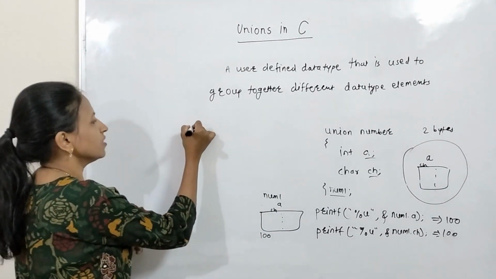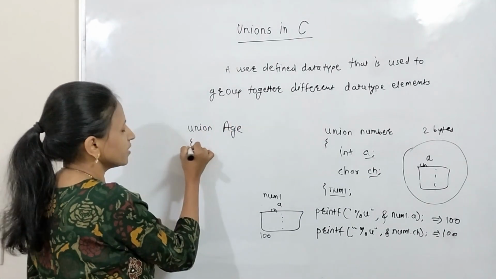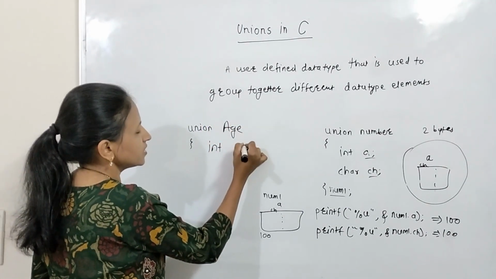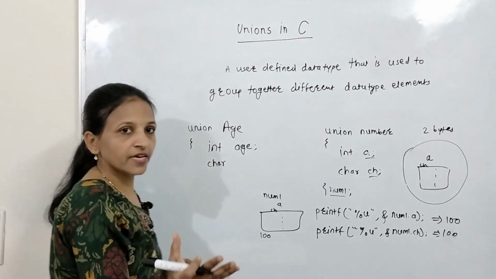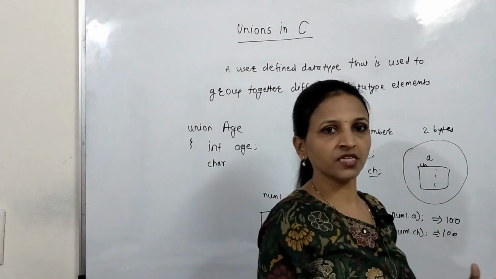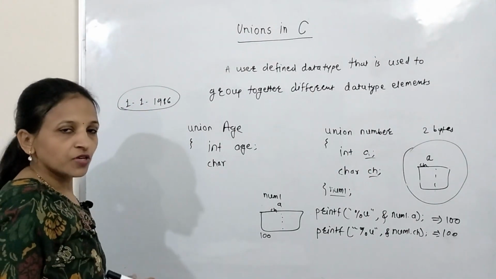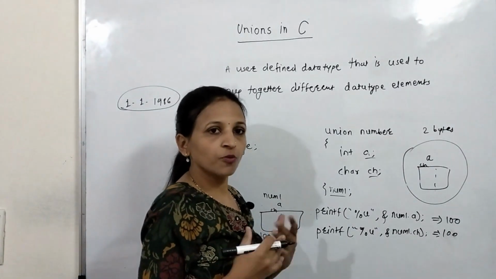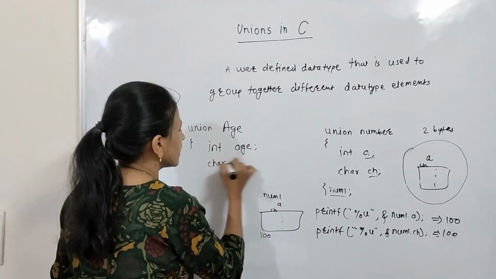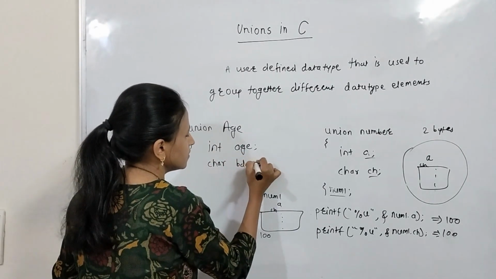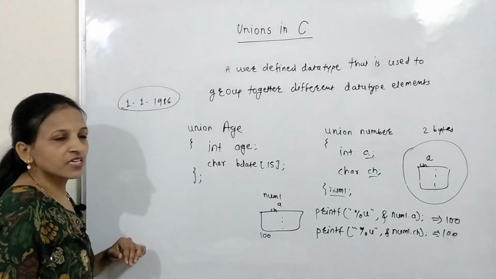See, like union Age, this Age is capital here, and here we can store age in integer format, or we can store birth date. That birth date is a character array because a birth date may be a string. This is nothing but a string. We have to store that birth date in the form of a string only. There is no other way. That's why we'll store it like char bdate, and here we can specify a maximum of 15 characters. Now in this way we can create Age.